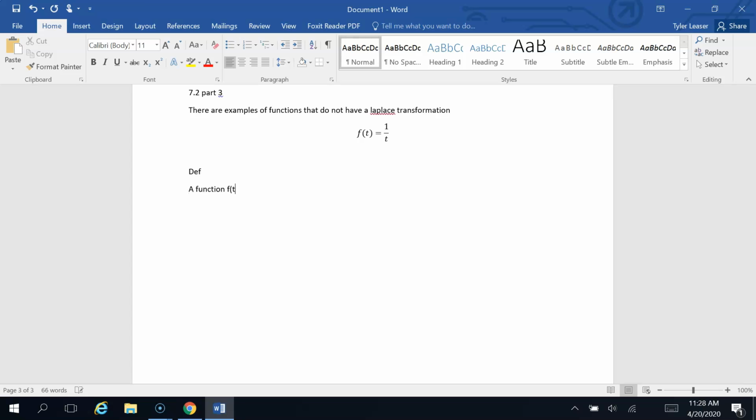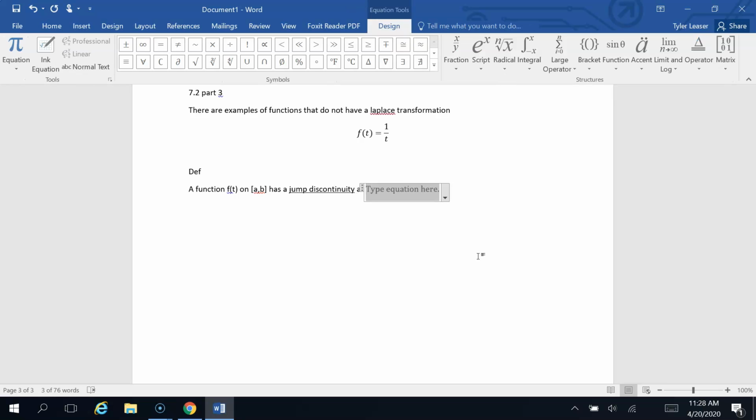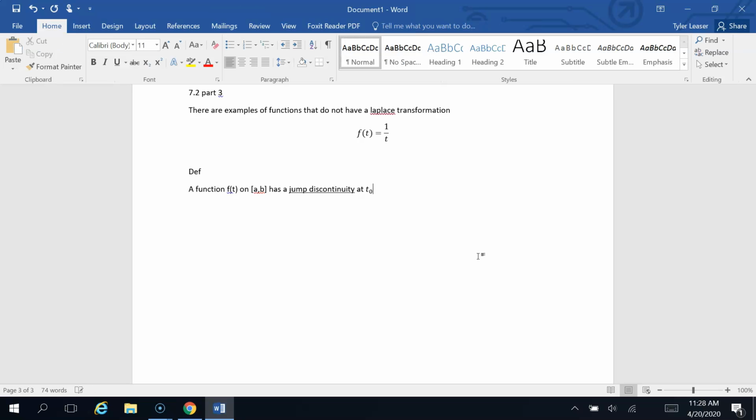A function f of t on some interval a to b has what's called a jump discontinuity. Okay, so a jump discontinuity is defined like this. So it's at a location which we'll just call t naught. This t naught has to be somewhere in between a and b if f of t is discontinuous at that value t naught.